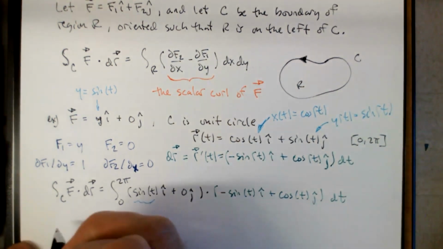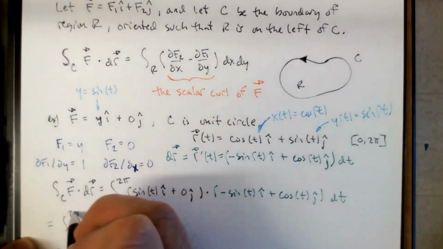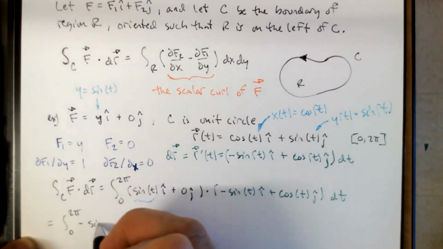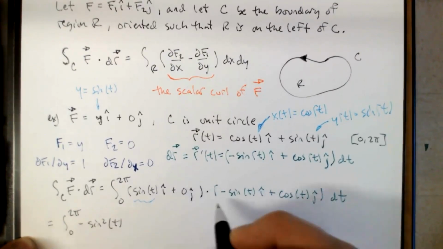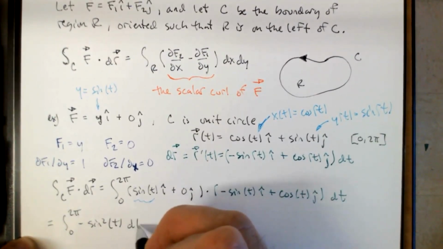So now we're going to turn this into a simple integral by calculating the dot product. And we'll have minus sine squared t plus 0 dt.